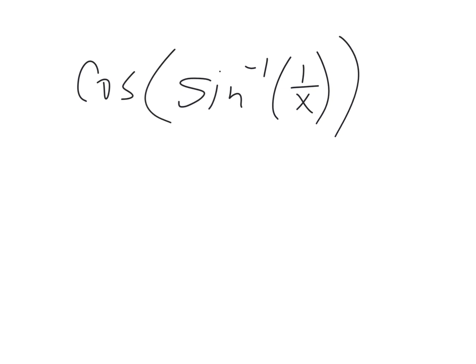And we're going to make this be 1 over x. And then we're going to do cosine. One last practice like this before we start the 4 big ones.